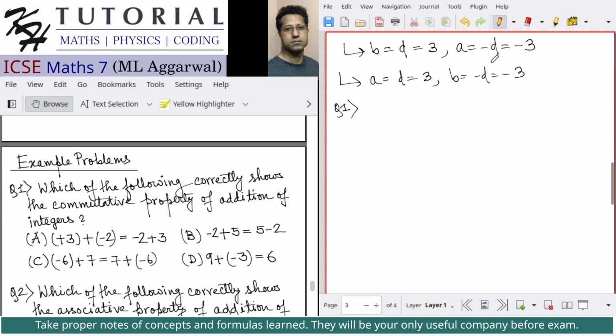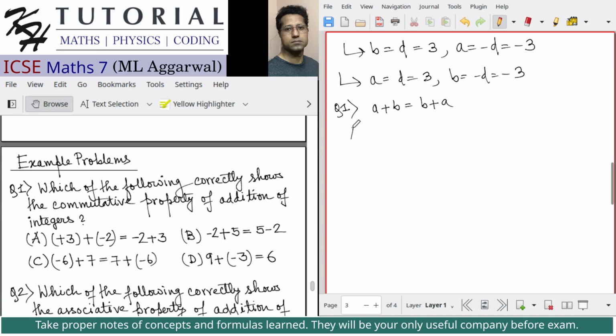Okay, some equation or statement is given, and we have to say which of the choices correctly demonstrates the commutative property of addition of integers. We know that the commutative property of addition of two integers A and B says that A plus B is equal to B plus A.